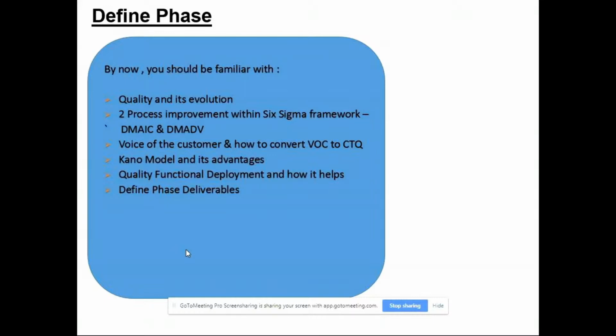And then we look at QFD, which is quality function deployment. It is also called house of quality. And how we can utilize the house of quality to, one, convert the VOC into CTQ, and second, to find the improvements or the solutions in the improve phase. Okay, and then we looked at define phase deliverables, basically two deliverables: your project charter and the SIPOC or COPIS.